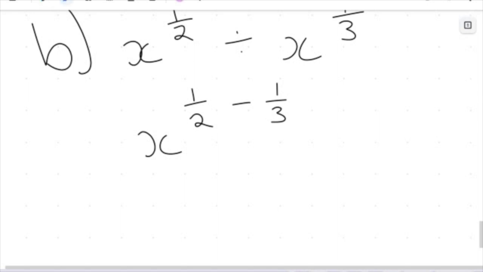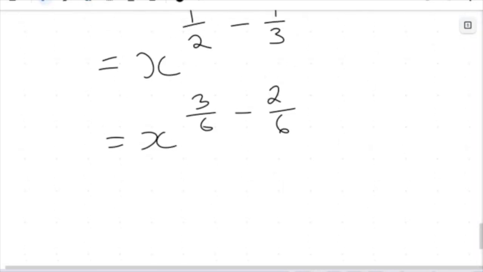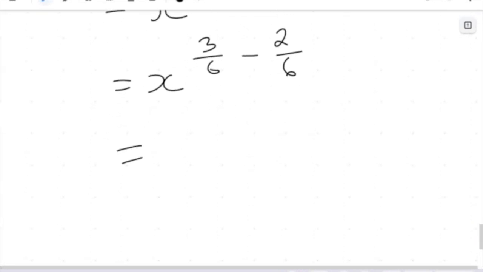Now, when I subtract fractions, I want to find the lowest common denominator. That is the common denominator for both of these fractions. We want the same denominator and then just compute this. So that's going to give us a half I can make into 3/6, and a third I can make into 2/6. We've done this a lot in the past, so that's why I'm working through it a bit quicker. Please consult the previous videos if you want some more revision on adding and subtracting fractions with different denominators. But now I wind up with x to the power of 3 minus 2 gives me 1, and 6 is my denominator. So my final answer is x to the power of 1/6.